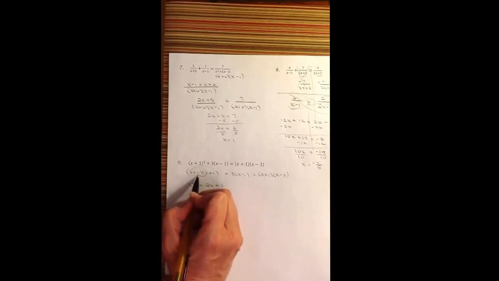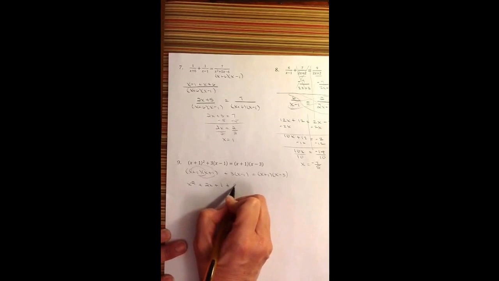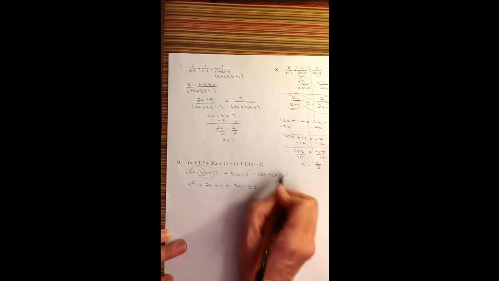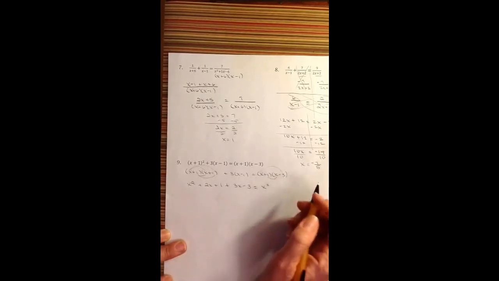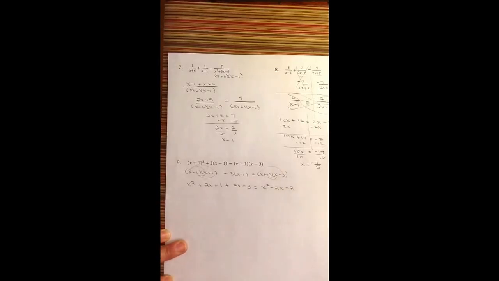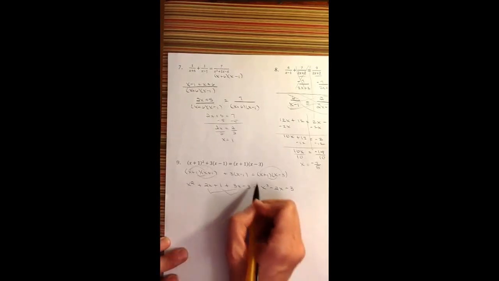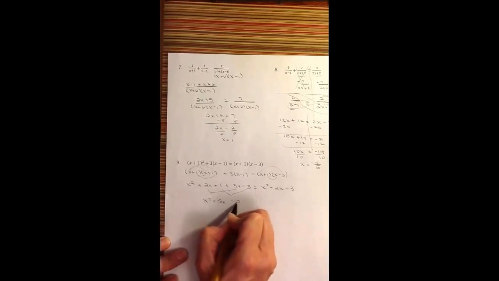Our outer and inner are both 1x, so that's 2x. Then I'm going to distribute my 3 through the parentheses. I'm going to FOIL the right-hand side. X squared minus 3x plus 1x is minus 2x. And 1 times -3 is -3. When I combine up my like terms on the left-hand side, I have 5x minus 2.